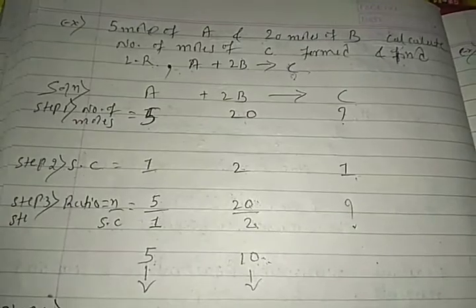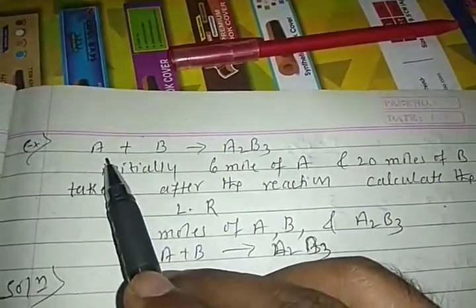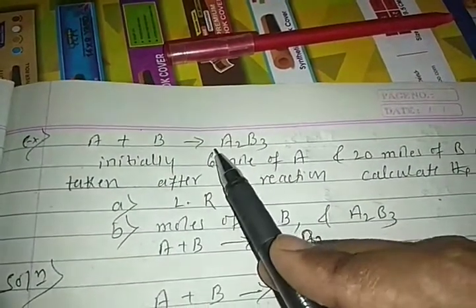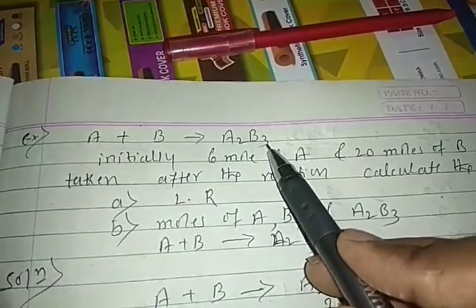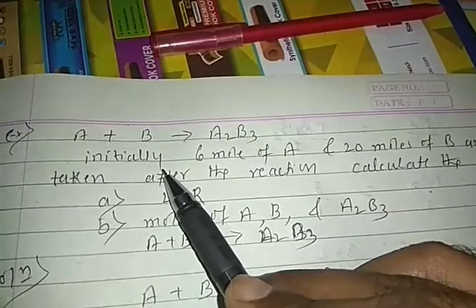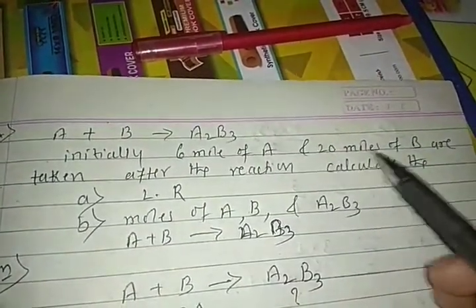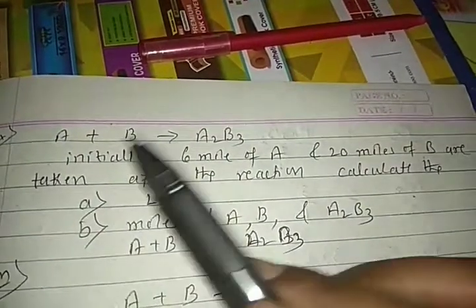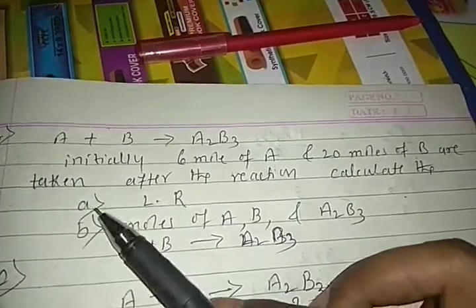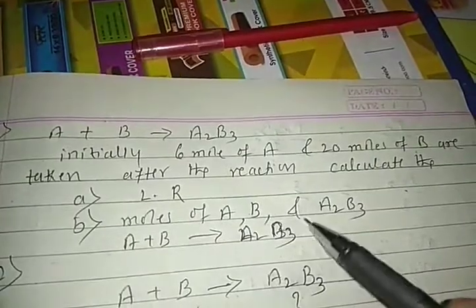Let's see the next example. A plus B converted into A2B3. Right, students? Initially 6 moles of A and 20 moles of B are taken. After the reaction, calculate first the limiting reagent, and second the moles of A, B and A2B3.